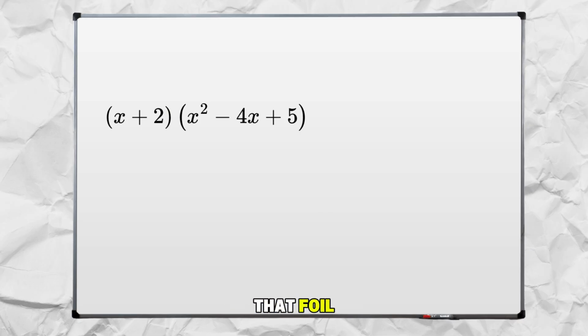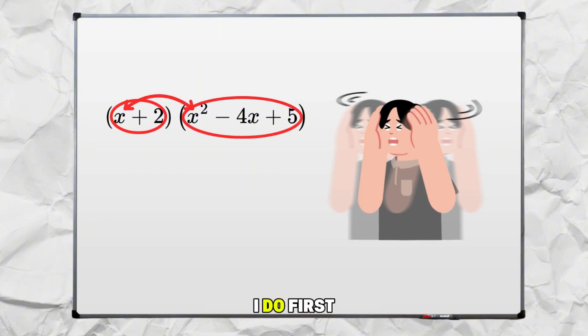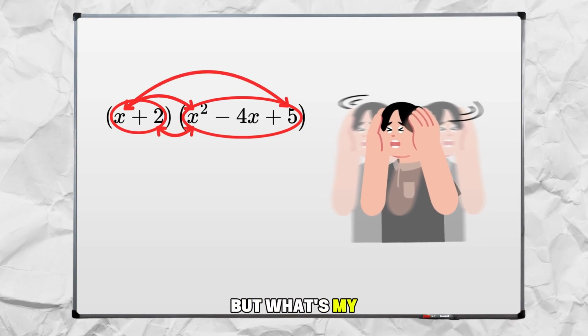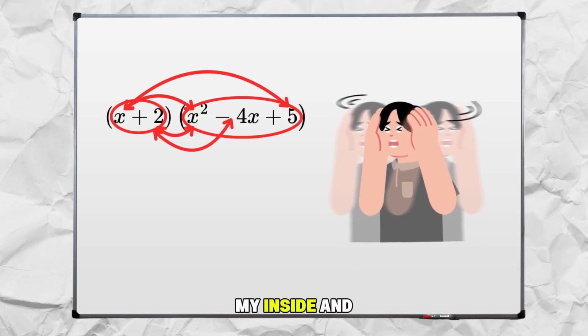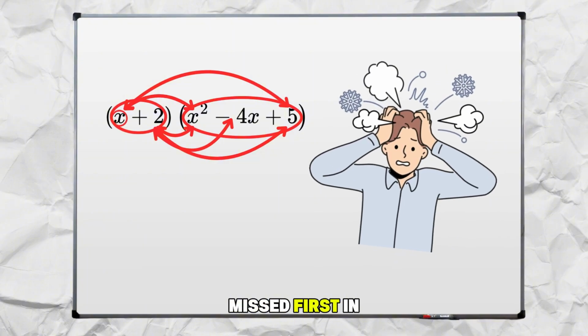The problem is that now that I have a binomial and a trinomial or anything else, FOIL doesn't really work, because do I do first, outside, but what's my inside? Is that my inside? Is that my inside? And then last, is it only this and this? But then I feel like I've missed first in the middle.